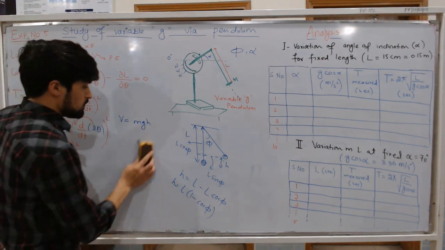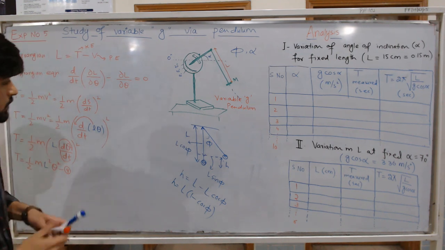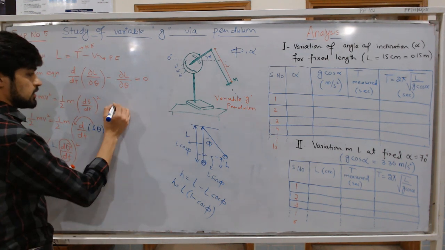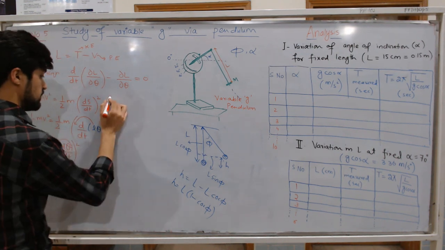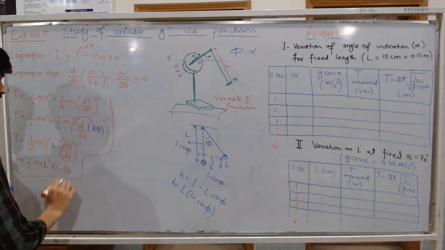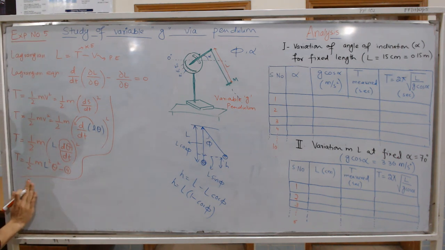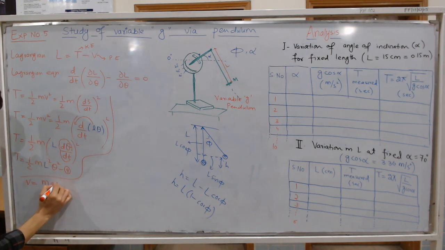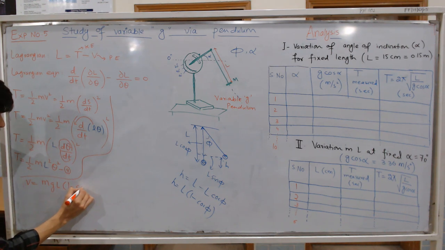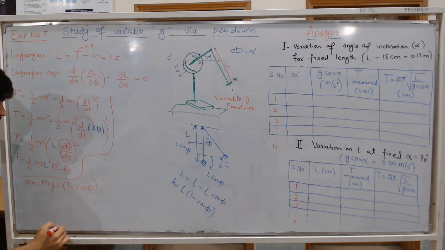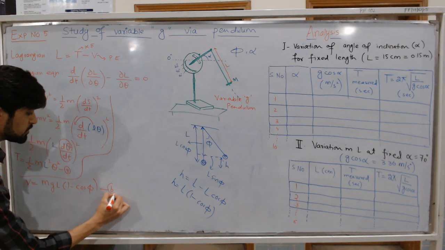So this equation can be written as V is equal to mgh, where h is L into 1 minus cos of phi. So this is actually the potential energy. This is my equation B.